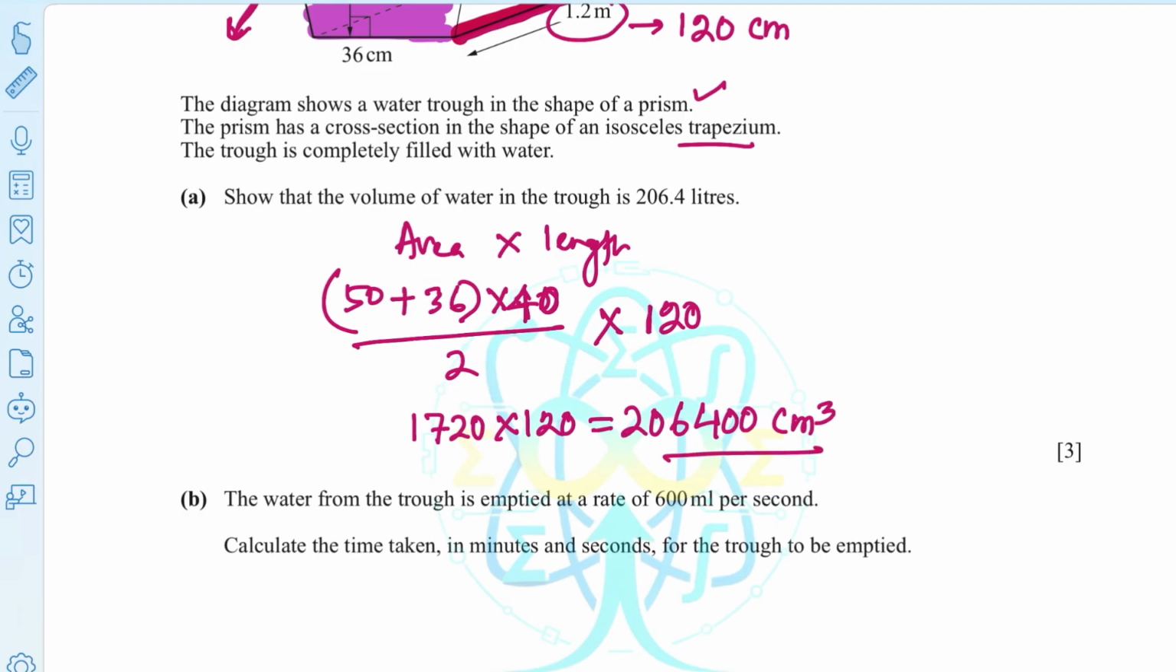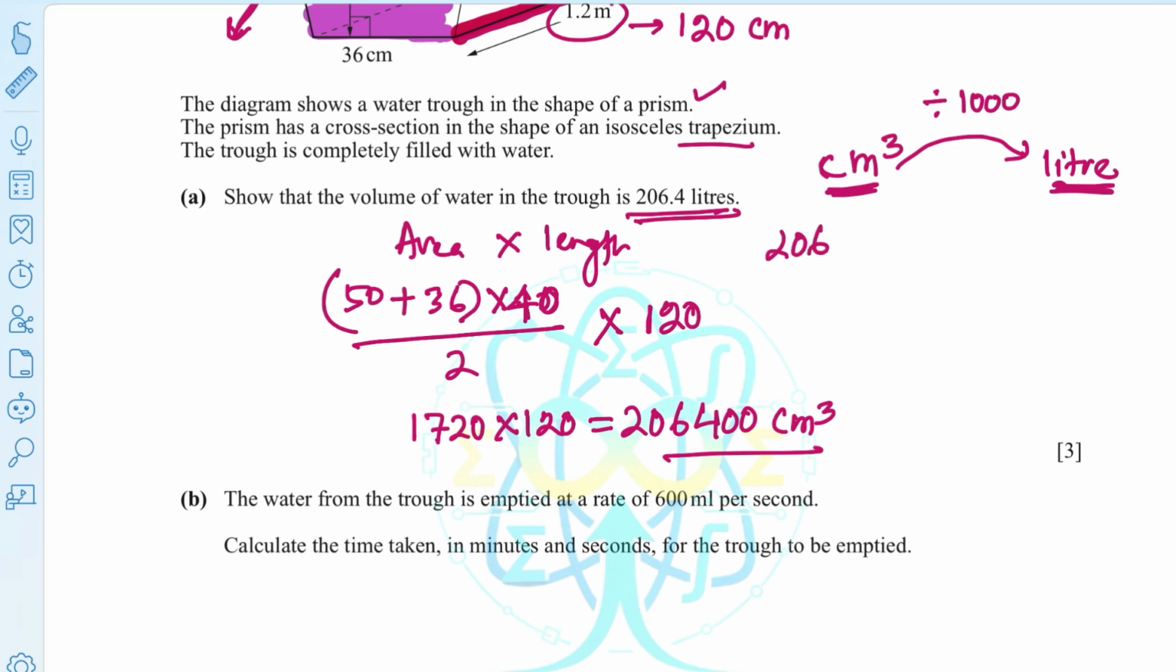One second. Yes, the question is given, find the answer in liters. What does it mean? See, when I'm trying to find out centimeter cube to liter, always remember we have to divide by 1000. We have to divide by 1000. Do you understand? What does it mean? Basically 1 liter equals 1000 centimeter cube, and from centimeter cube to liter, that means you divide by 1000. So 206400 divided by 1000 here, that gives you 206.4 liter. That is the answer for this question.